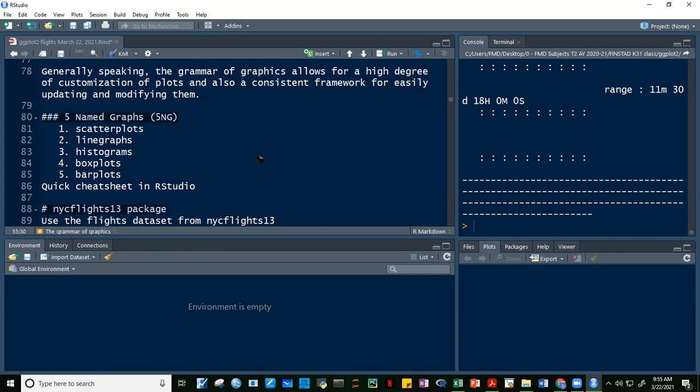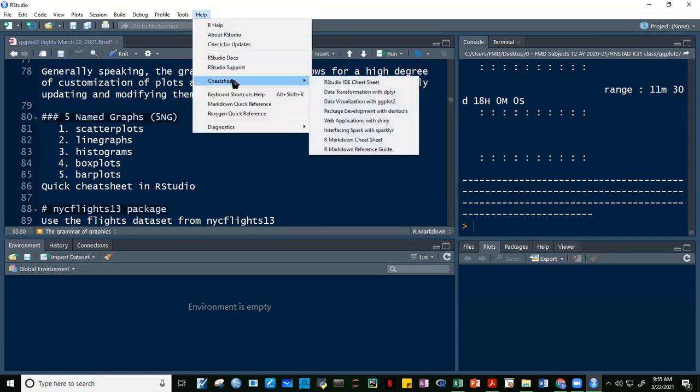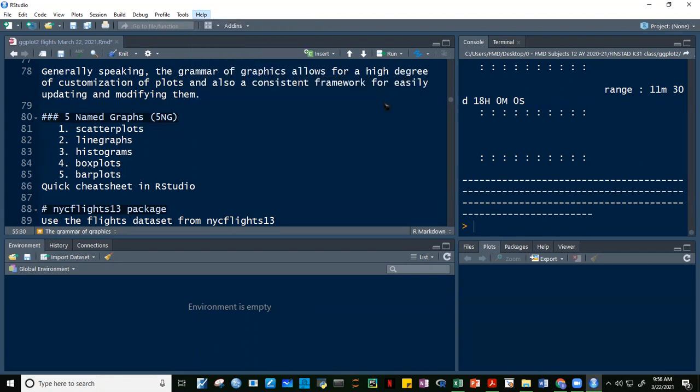Okay, now let's look at the cheat sheet. R has a very powerful cheat sheet for that, going to help. And then here we have your ggplot2, data visualization with ggplot2. Incidentally, you also have data transformation with dplyr, which is our next lesson after ggplot2. Okay, so let's access that.